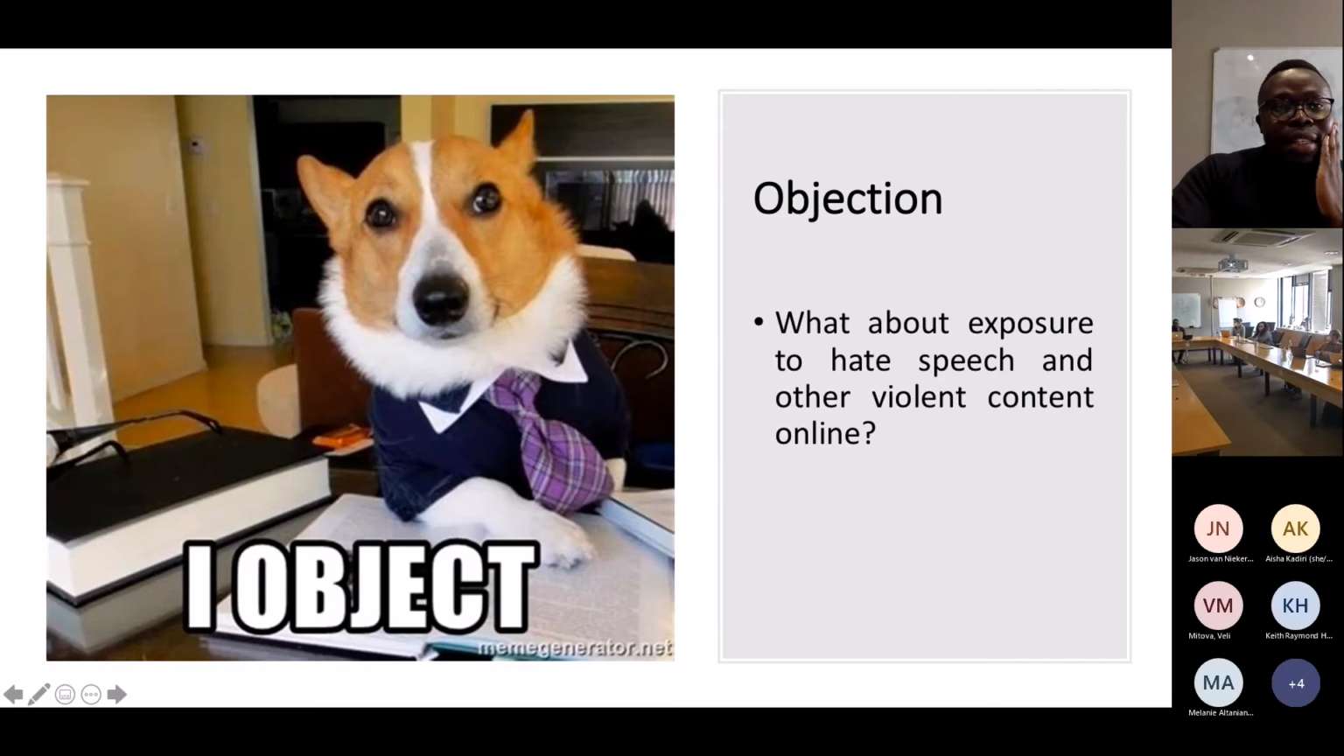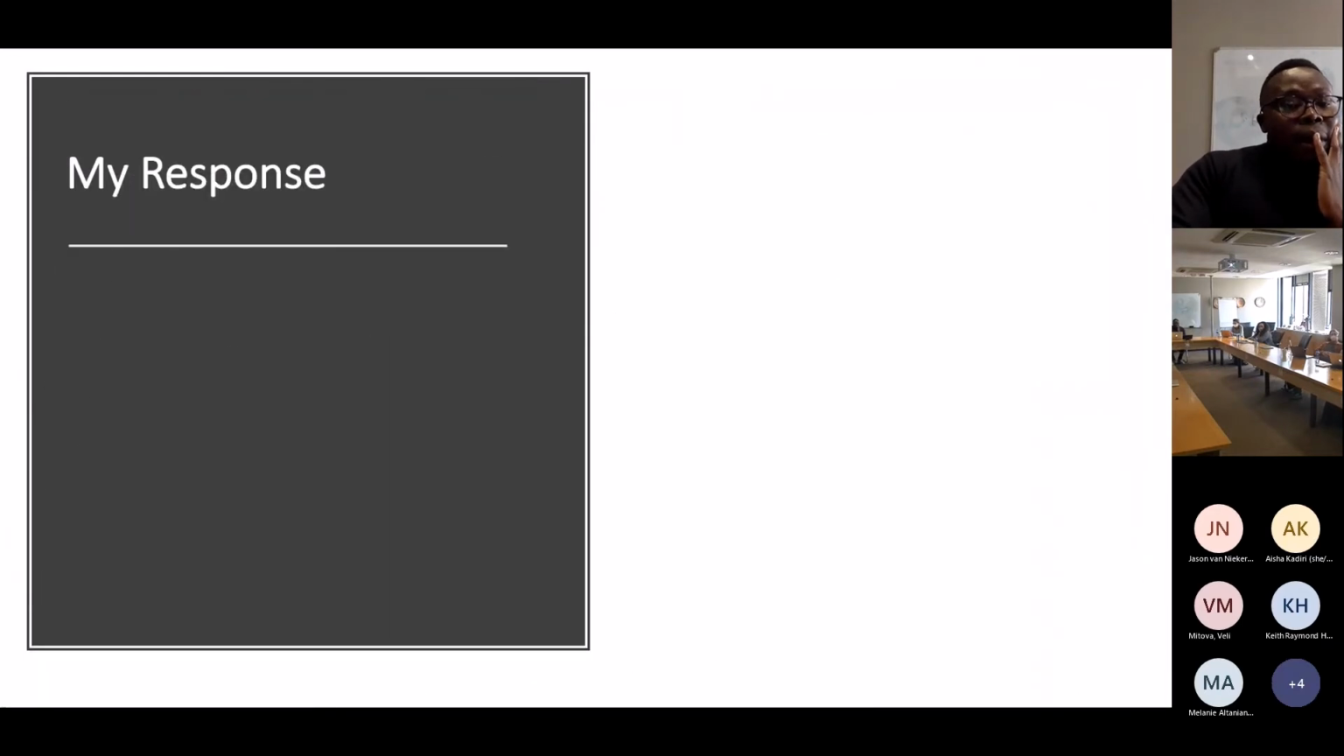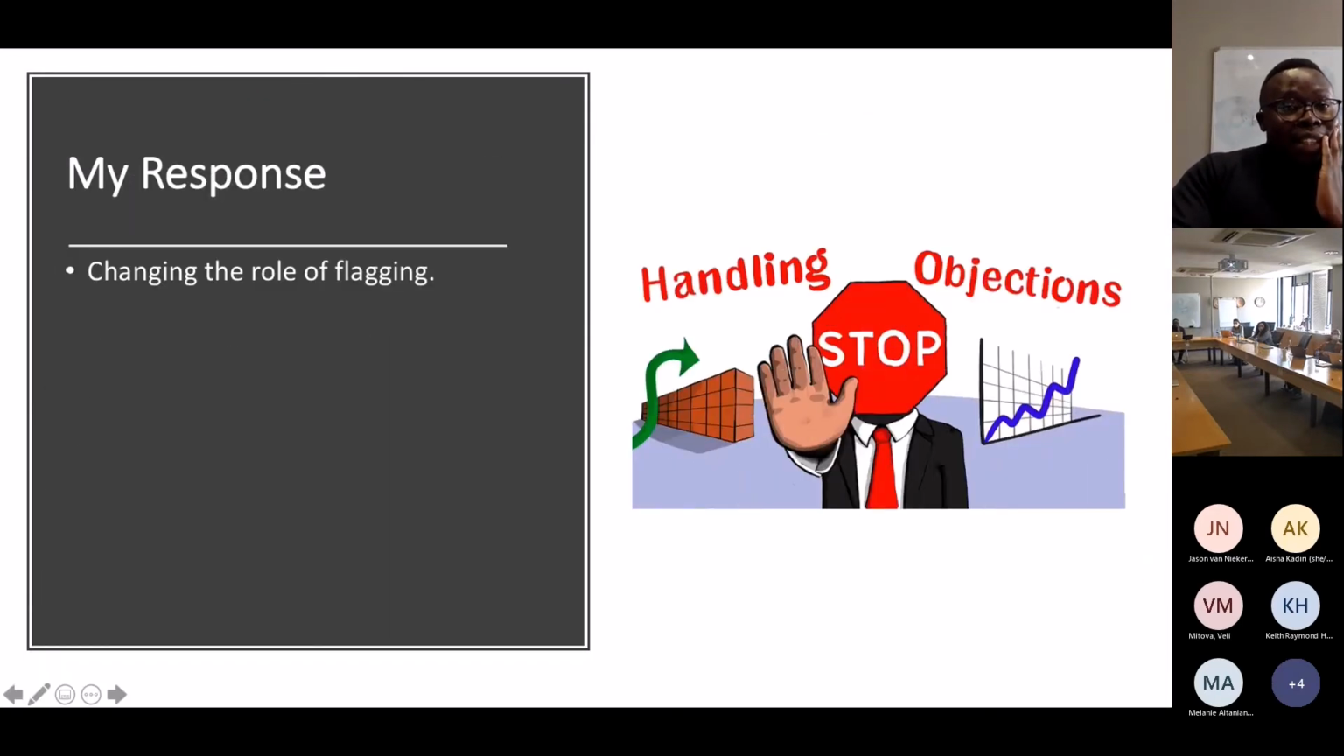How do we make this space cleaner? My response is that maybe we should change the role of flagging, and that's what I was mentioning. If members of the epistemic community think this information shouldn't be there, then there should be, in a sense, and I think Facebook does it to a certain degree, where they blow out the image and say it's violent content. You choose whether to engage with that content or not. Maybe that sort of understanding of flagging might be helpful.